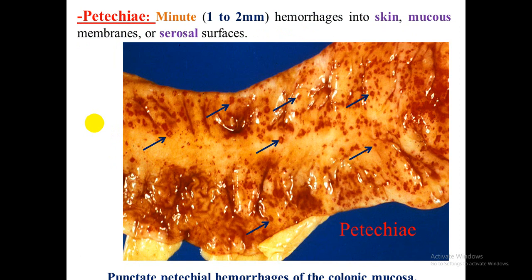Another type of hemorrhage is the petechia, whose size is minute, ranging from 1 to 2 millimeters in diameter. These hemorrhagic spots mostly appear in the skin, mucous membranes or serosal surfaces, as we see here. Punctate petechial hemorrhage in colonic mucosal surfaces, with size 1 to 2 millimeters in diameter, we call petechiae.